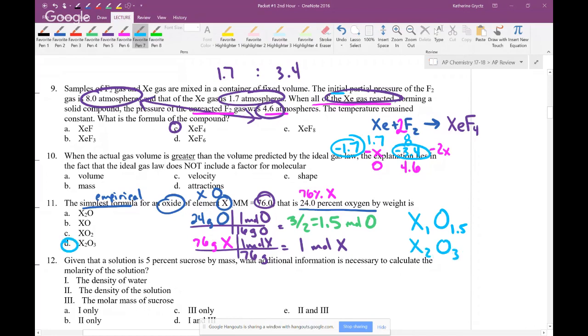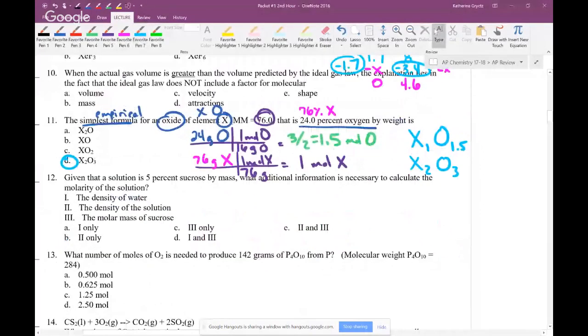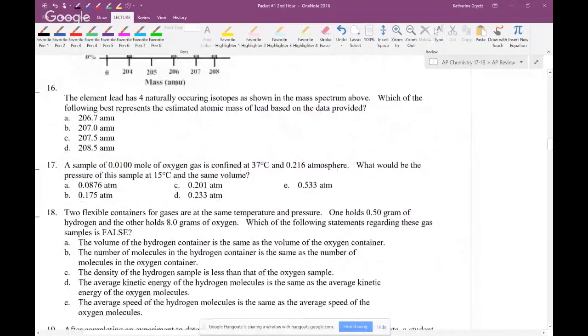So whenever it says percent or whatever, we should just say that that's our grams. Assume that you have 100, because 100 works really well with percents. Okay, I thought I heard someone say 20.